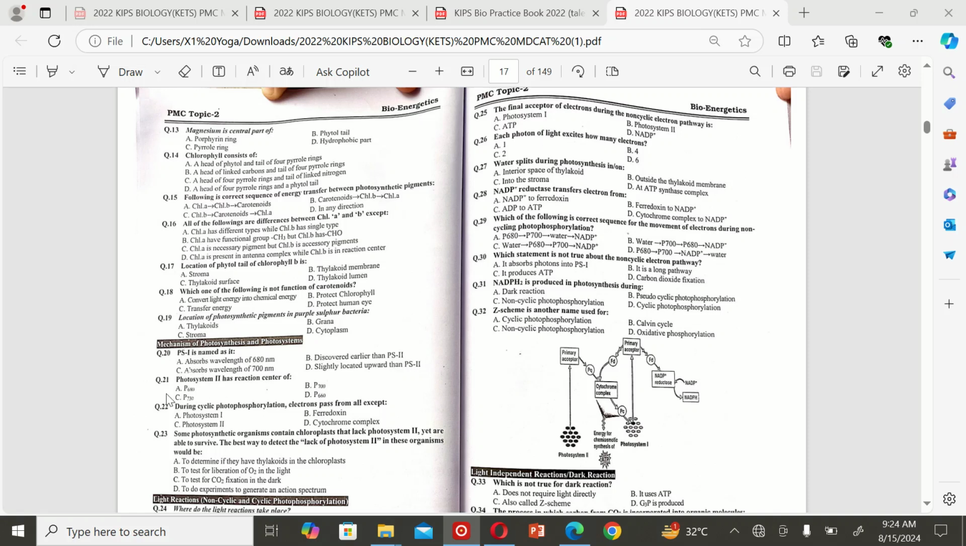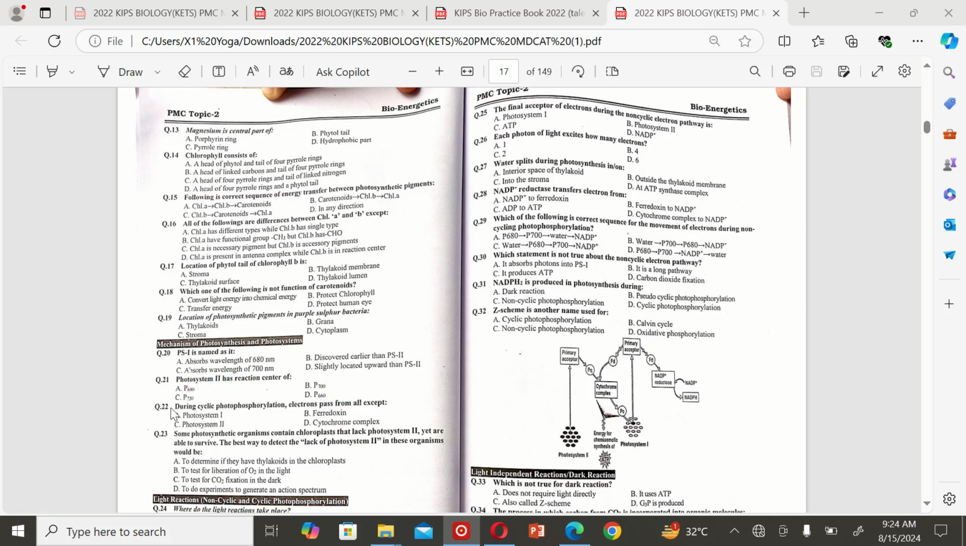The next MCQ is: photosystem 2 has a reaction center of A. P680, B. P700, C. P730, and D. P660. So the correct option is A.